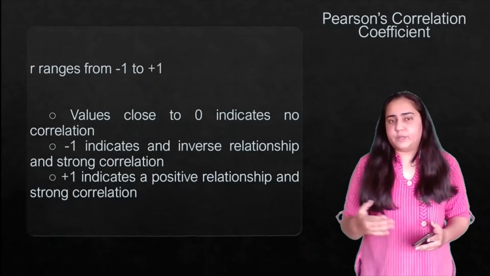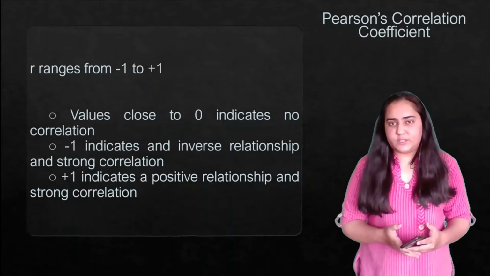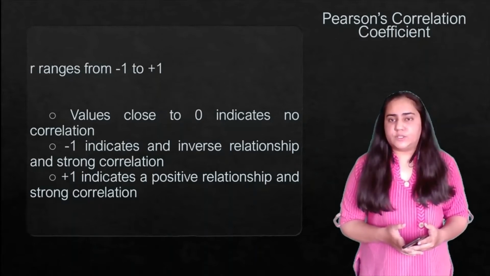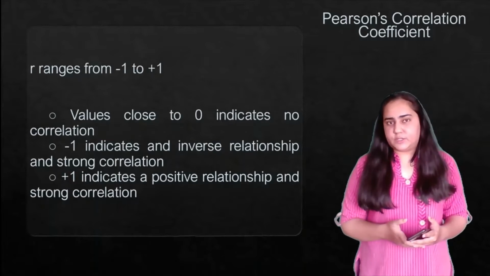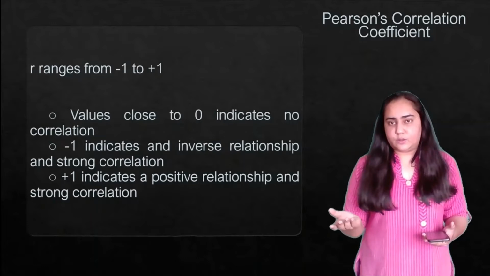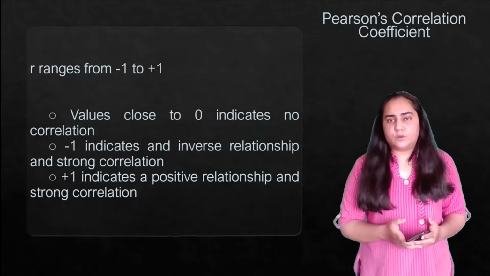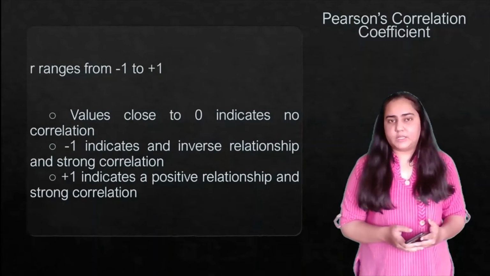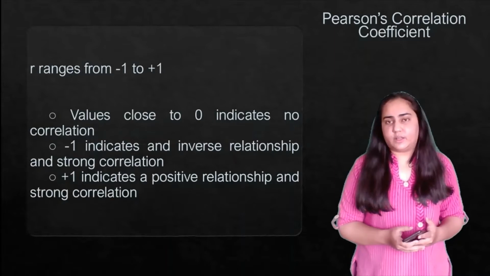If the value of R is positive, which means from 0 to 1, and as close to 1 as possible, then it shows a strong correlation and indicates a positive relationship, which means if one variable increases, the second one is also bound to increase. So that's what Pearson's correlation coefficient is. And in a short while, we are going to see how we can actually find that value.